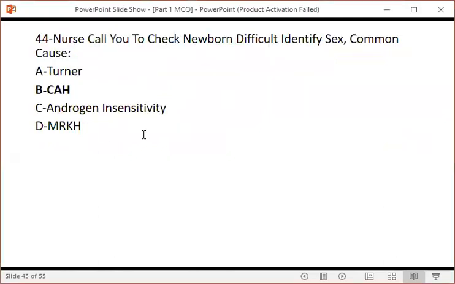A nurse calls you to check a newborn; it is difficult to identify the sex. What is the most common cause? The most common cause simply is, as I mentioned here, congenital adrenal hyperplasia. The clinical severity depends on the degree of 21 hydroxylase deficiency, with good genotype and phenotype correlation. We have two types. Classic has simple virilization and salt wasting, with ambiguous genitalia of female and some dehydration, vomiting and diarrhea.